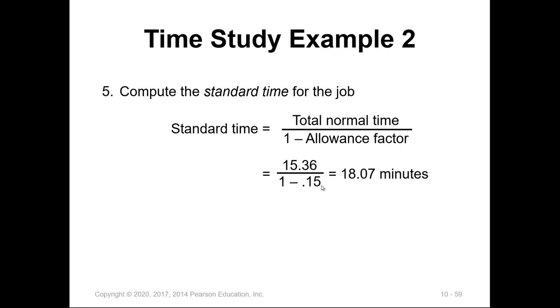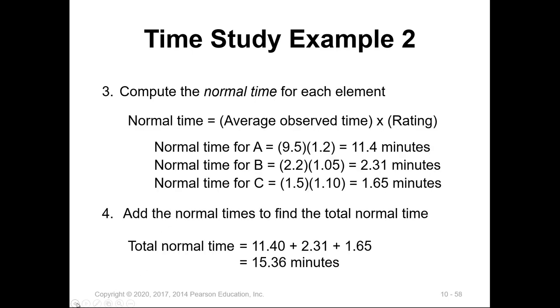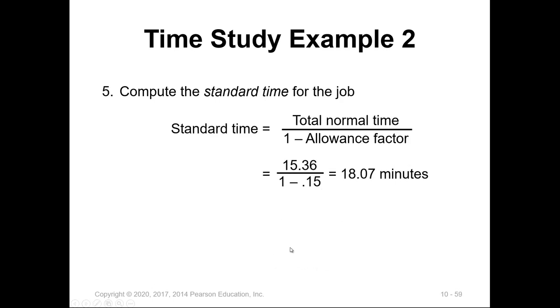The last step, we compute the standard time for the job using the total normal time and the given allowance factor. The standard time will be equal to 18.07 minutes, and again we gave them more time. It was 15.36, as you can see from the previous slide, but we need to give them more allowance so they can do the personal stuff or consider delays, and that's how we got the 18.07 minutes for that task as standard.